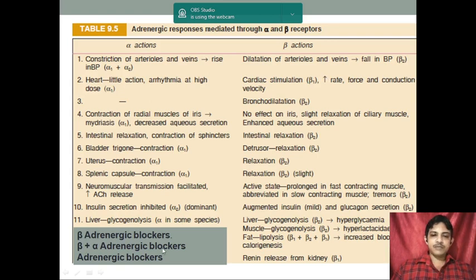Next is the alpha plus beta blocker, like labetalol. Labetalol is one of the drugs we have already discussed. It inhibits both alpha and beta receptors, and as a result blood pressure will go down. So these are some of the drugs we have discussed, their mechanism of action, and how the blood pressure comes down after the use of these drugs.